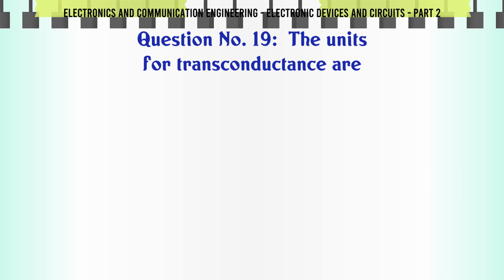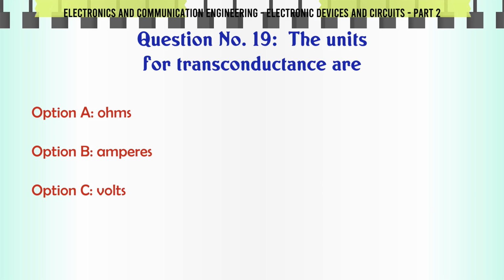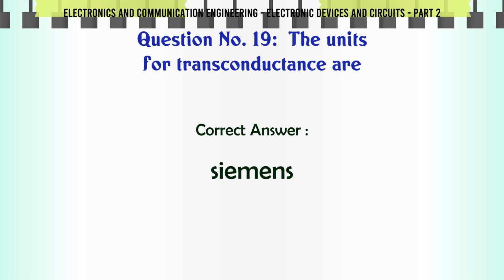The units for transconductance are: A, ohms; B, amperes; C, volts; D, Siemens. The correct answer is Siemens.